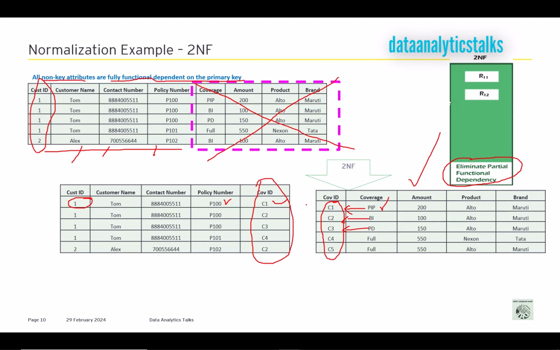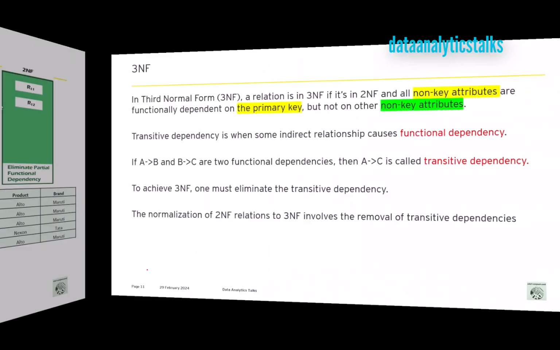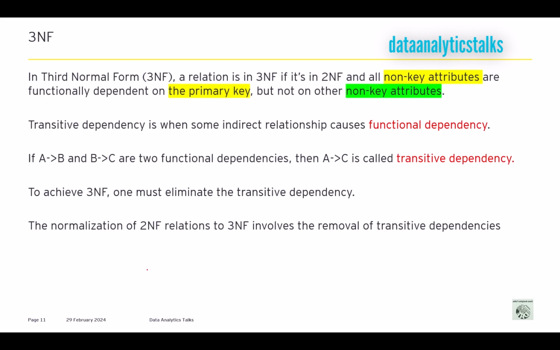Then coming to 3NF. To understand 3NF, there are a few things you need to understand. First is functional dependency. Second is transitive dependency. So what is a transitive dependency? A transitive dependency is when an indirect relationship causes functional dependency.